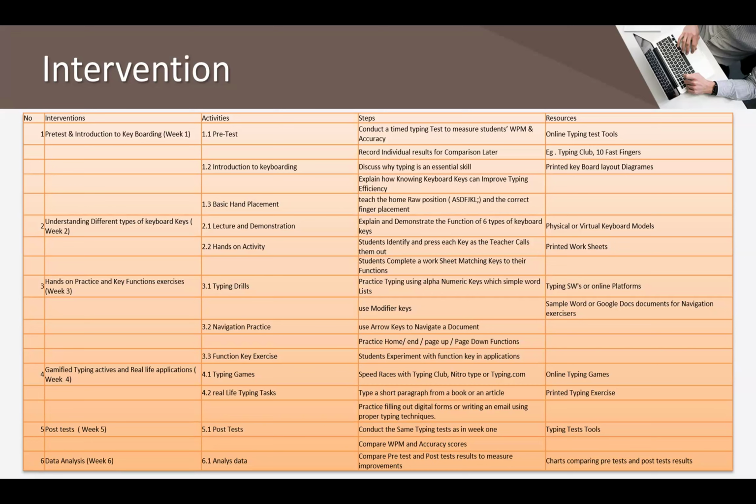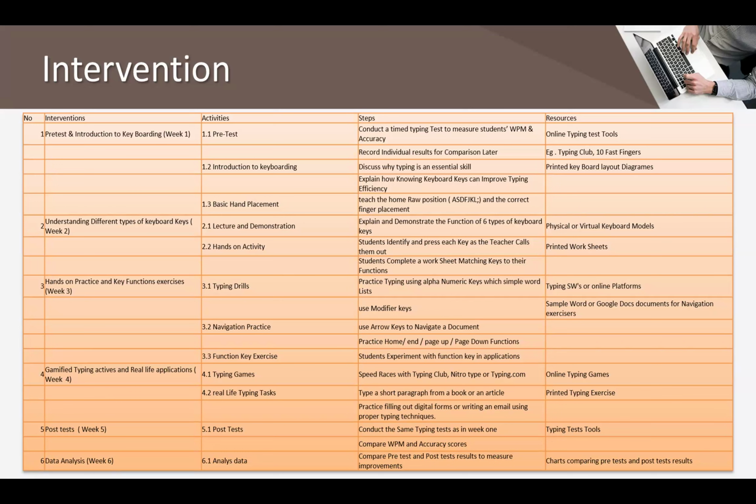Additionally, they will experiment with function keys, such as using one to refresh a web page. Resources, typing software or online platforms, and sample Word or Google documents for navigation exercises.